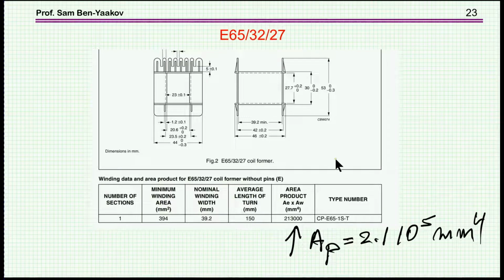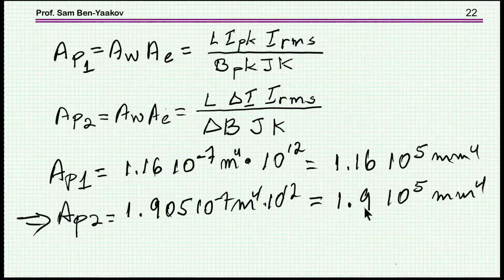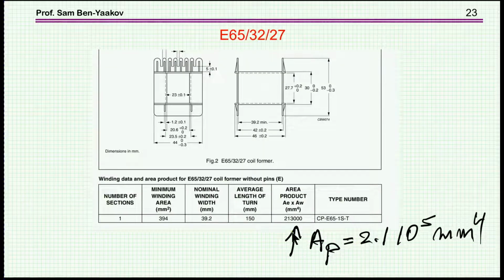Now, in many catalogs you'll find this value already available as is, in the bobbin parameters. You see here the area product, and here we see 2.1 times 10 to the fifth. We need 1.9, so this seems to be pretty close to what we need. So it always has to be bigger, of course, otherwise we won't be able to put all the wires into the window.